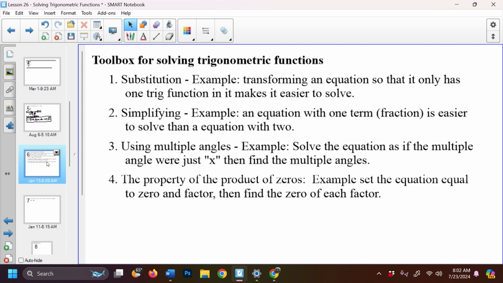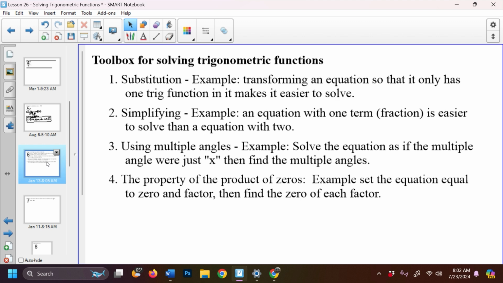Next, again, I'm giving you a toolbox to solve these functions. This is not an algorithm. You don't necessarily start with one. These are just some general guidelines. But first, substitution. Example, transforming an equation that has only one trig function in it is easier to solve.